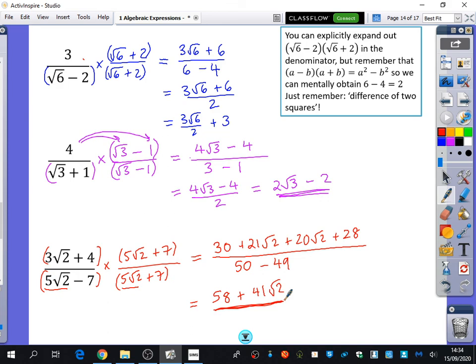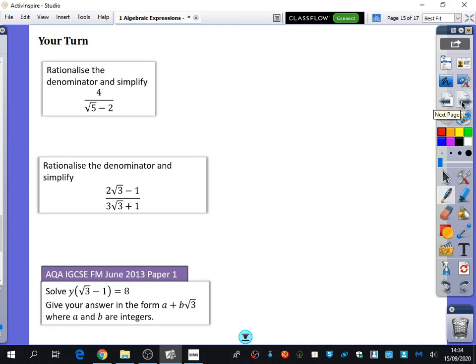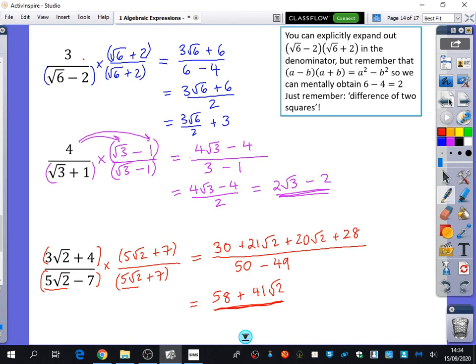Done. Okay? So I'm going to leave it on this page, but you've got 3 questions that you can have a go at here, and then we'll go through them in just a bit. Yeah, we're going to leave it on this page.